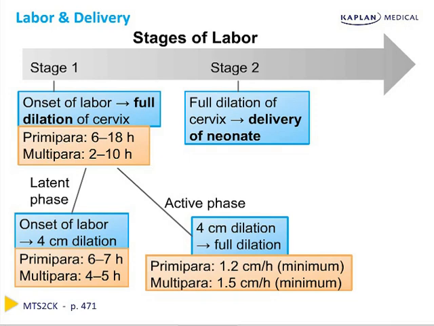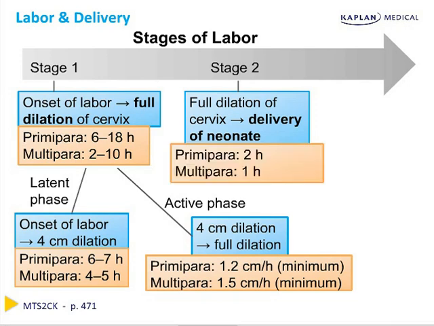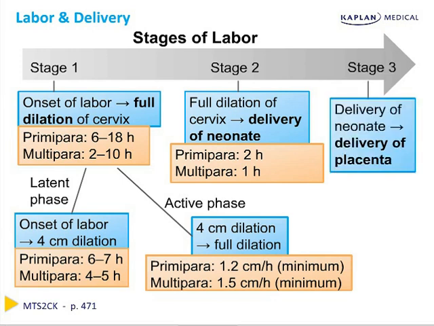Stage 2 is full cervix dilation to delivery of the neonate. Primiparous patients should accomplish this phase in 2 hours, which can be extended to 3 hours if there is regional anesthesia. Multiparous patients are limited to 1 hour, or 2 hours with regional anesthesia. Again, this becomes important when talking about arrest of descent disorders. Stage 3 is delivery of the neonate to delivery of the placenta. This should be 30 minutes in both primiparous and multiparous patients, and can be important when diagnosing placental retention.